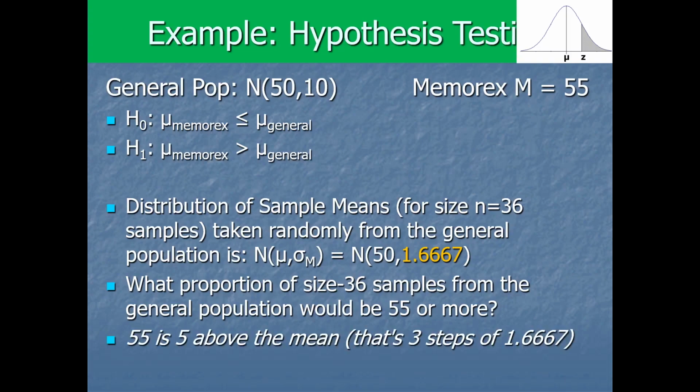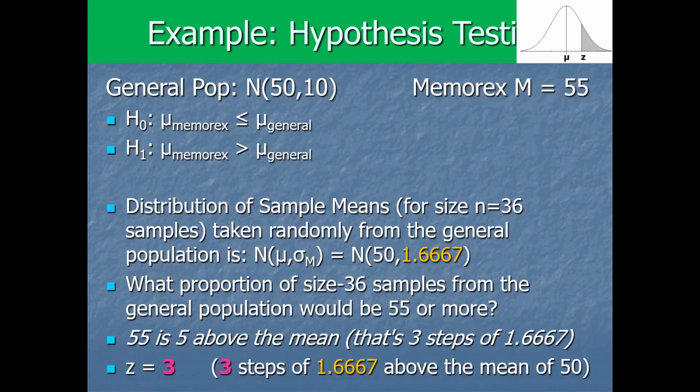And in this case, 55 is how far above the mean? How far above 50? Well, it's 5. It's 5 above 50, right? So what is that? That is 3 steps of 1.6667. It's 3 of this graph's standard deviation, right? So just meaning our sample was 3 steps of this distribution's standard deviation, which we call a z-score of 3. That's just the terminology for steps of standard deviations. So again, it just means our sample was 3 steps of 1.6667 above the center of this graph, which was at 50. And 3 steps of 1.6667 gets us 5 above 50.